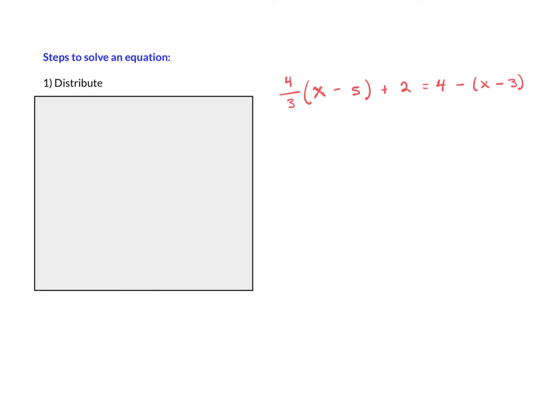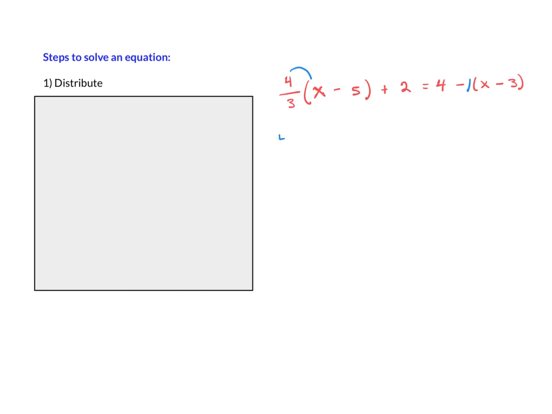You may not need to distribute, not all equations involve distributing, but what you want to look for is if you have any parentheses with something in front that's indicating multiplication. So this 4/3, we're going to distribute that. This set of parentheses has a subtraction in front, so it's helpful to go ahead and put a 1 right in front of those parentheses, and we will distribute a -1 into that set of parentheses.